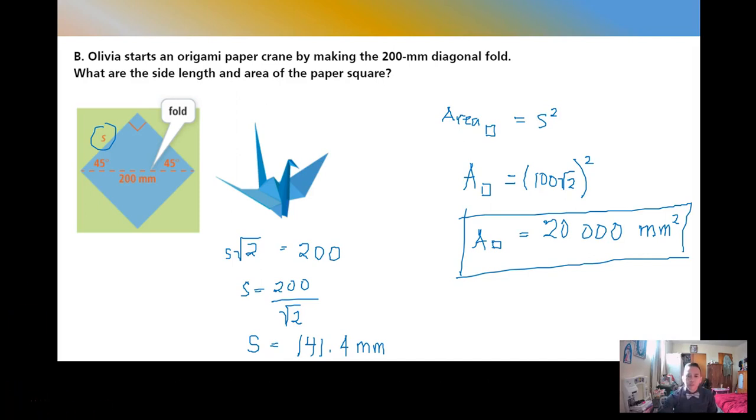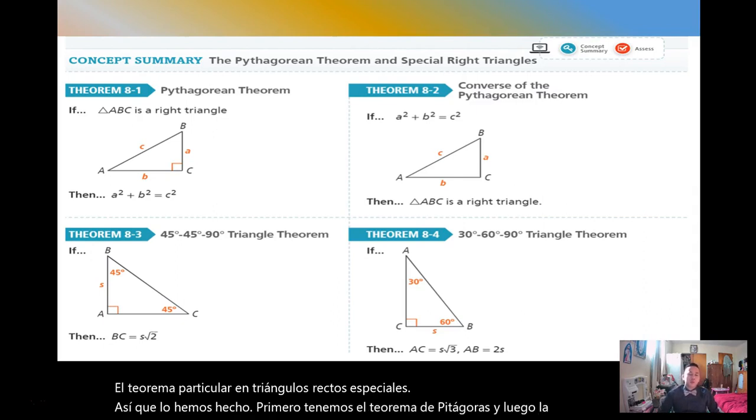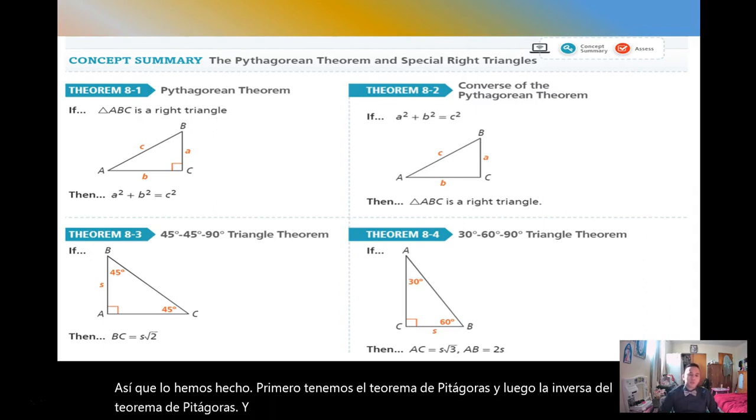All right, the concept summary of the Pythagorean theorem in special right triangles. First we have the Pythagorean theorem and then the converse of the Pythagorean theorem. We also discussed the 45, 45, 90 triangle theorem and the 30, 60, 90 triangle theorem.